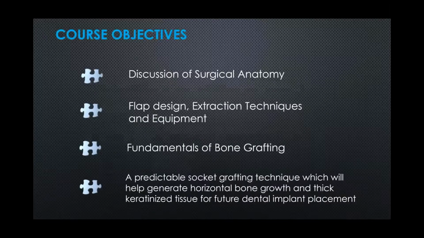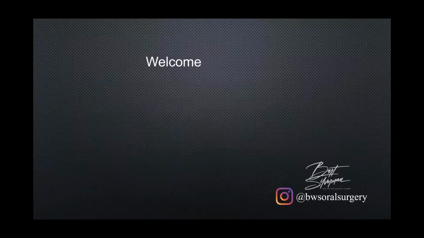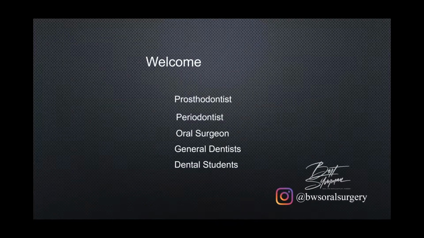All right, so tonight we're going to talk about some extraction techniques, and we'll go through the equipment that I use in my practice. We'll talk about flap design, but more importantly, we'll start off with a discussion of surgical anatomy. Then we'll go through some fundamentals of bone grafting, and then we'll finish up with a predictable socket grafting technique, which will help generate some horizontal bone and predictably thick keratinized tissue for future dental implant placement. So welcome once again to everybody who's joining us tonight.